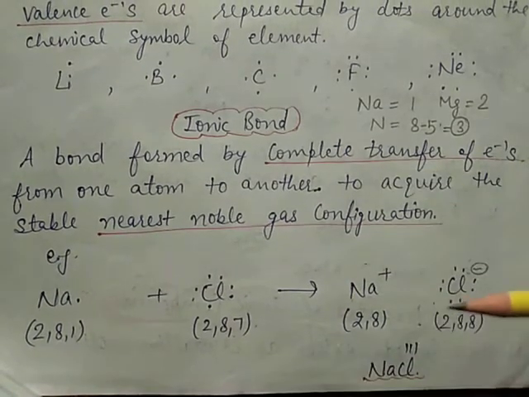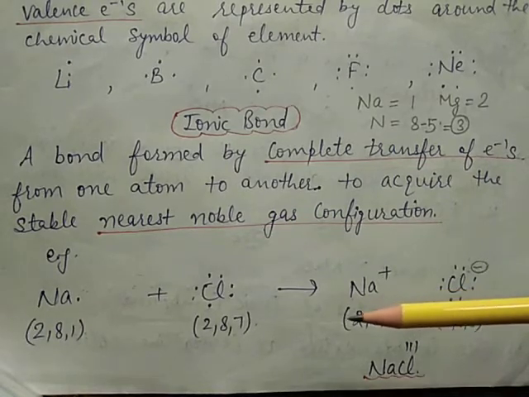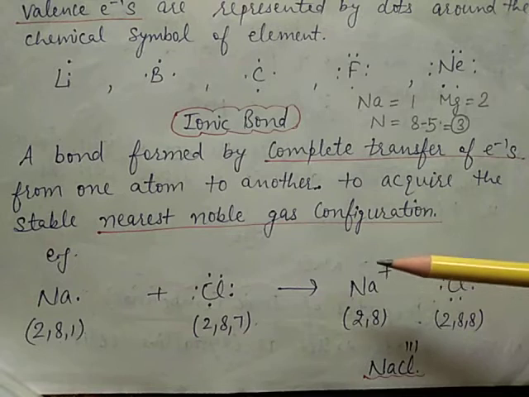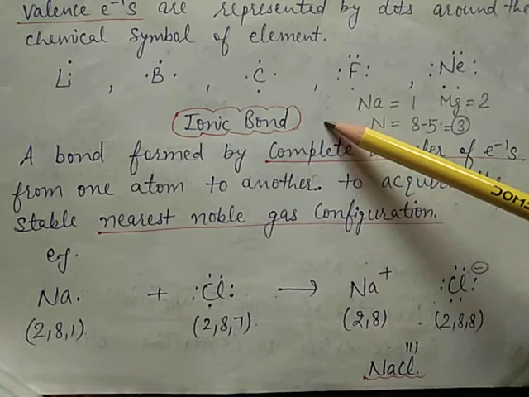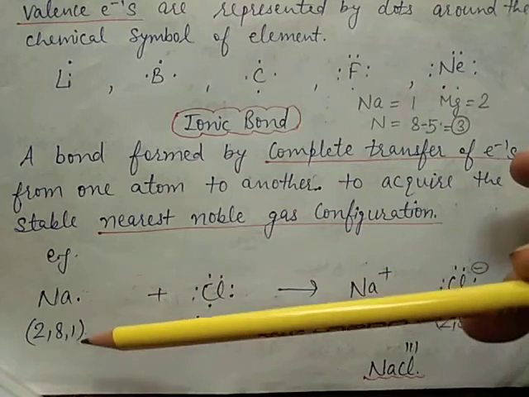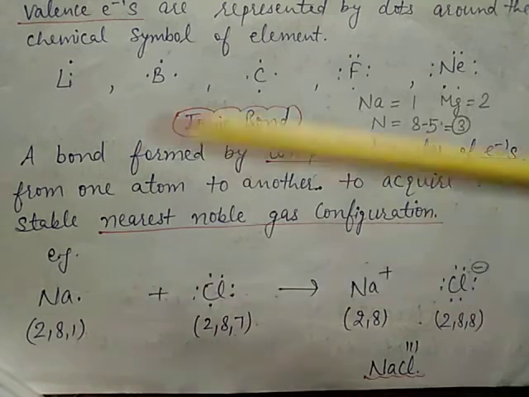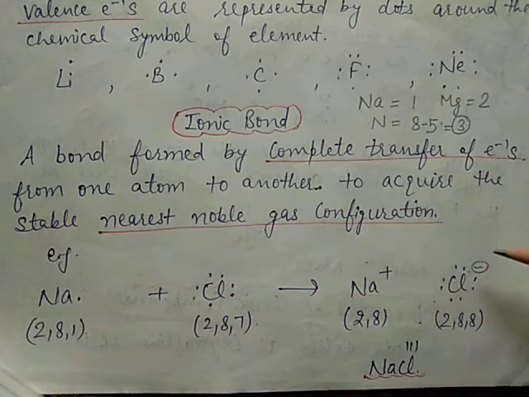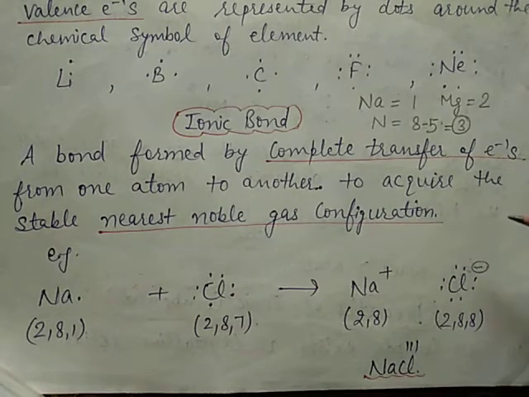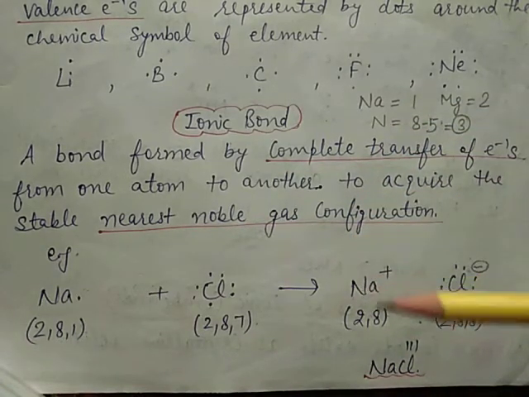So here one term is used: electrovalency. Electrovalency means the number of electrons lost or gained during the formation of an ionic bond. Example, sodium: 1 electron is lost, so it becomes Na+, meaning valence is 1. Suppose chlorine gains 1 electron, so its valence is Cl-, meaning -1 charge. So all these show the electrovalency.